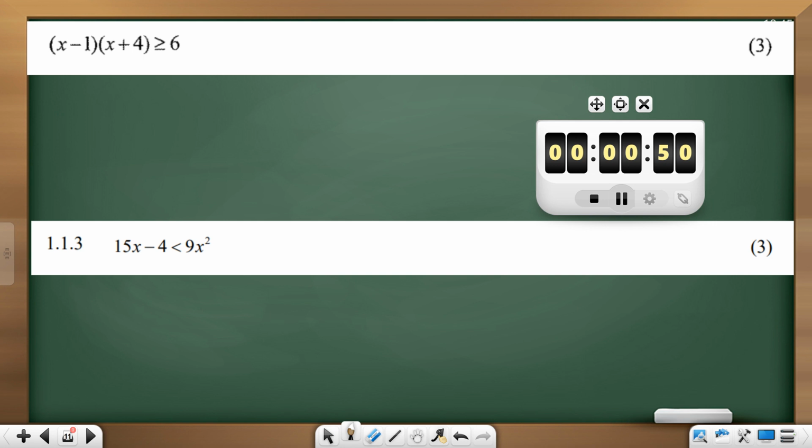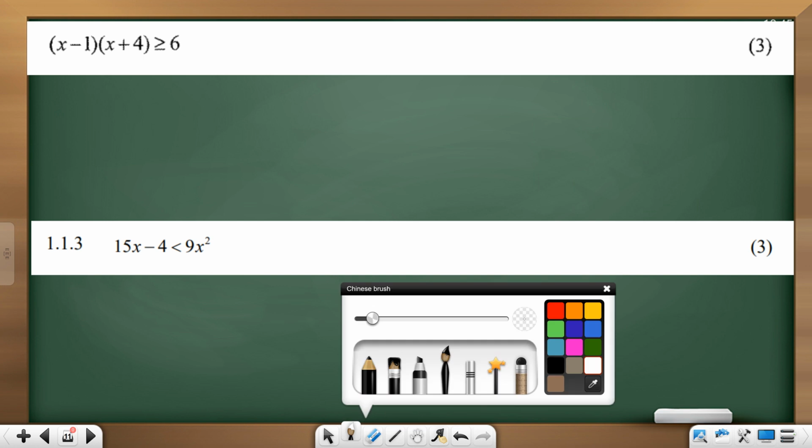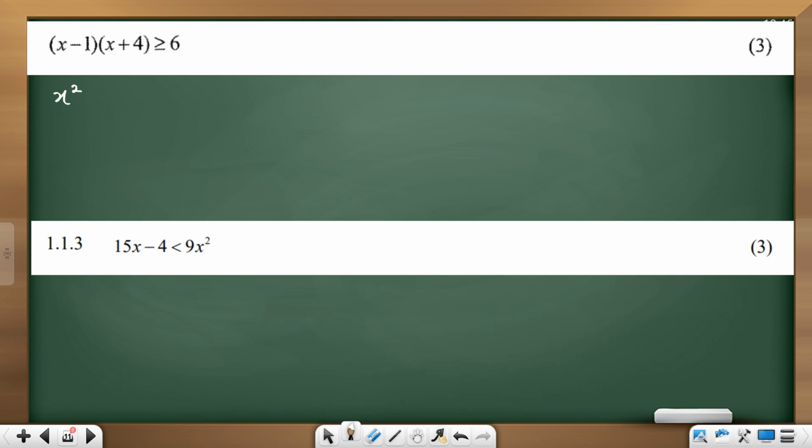I think you should be done now. Let's mark, because there's quite a few other things. All right, guys, we cannot work with the first one until that 6 becomes a 0. So what do we need to do? Expand. X squared. What is 4 minus 1? That will give me 3x minus 4. Now, minus 6. My inequality sign is not going to change. So what do we have? X squared plus 3x minus 10 greater than or equal to 0.